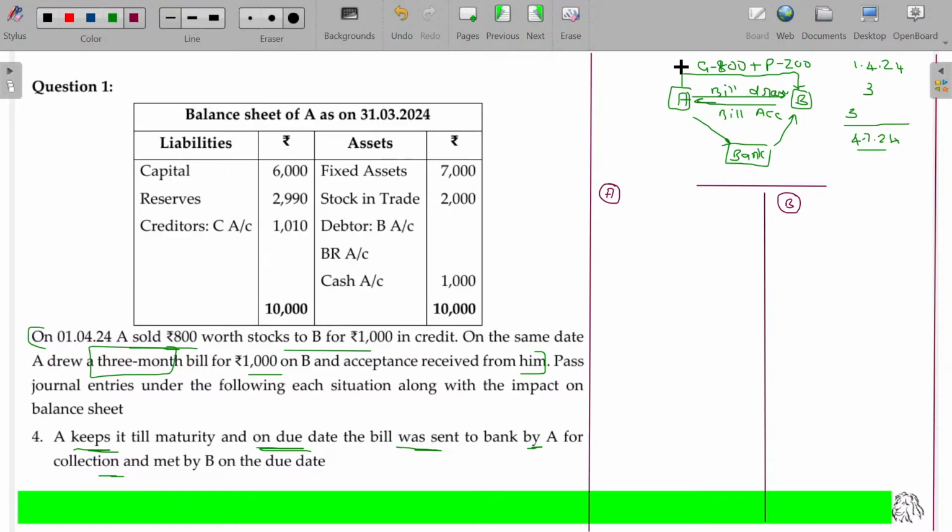So first journal entry is all about the sale. Second journal entry is for the bill. Third journal entry is all about collection, sending the bill for collection. Fourth journal entry is also about collection.